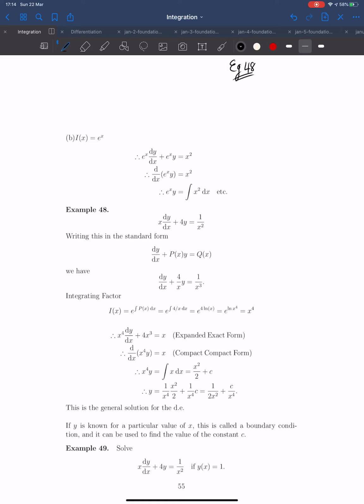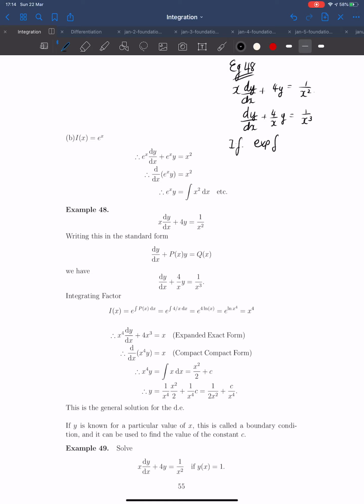So example 48. X dy by dx plus 4y equals 1 over x squared. Divide through by x: dy by dx plus 4 over x y equals 1 over x cubed. Now, what people sometimes do is forget to divide the right hand side. Even I do sometimes. I try not to, obviously. But it can happen.